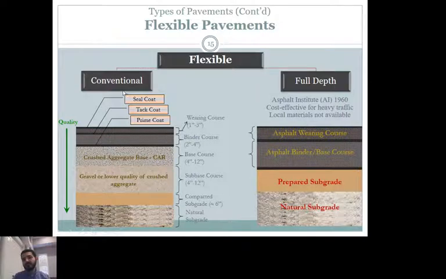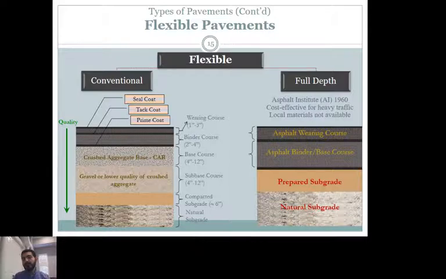But the difference between the conventional mix and the full depth, as you can see here, is that for the full depth, we have a natural subgrade, we prepare it, we compact it, and then the whole structure is based on multiple layers of asphalt mixture. That means there are no aggregate bases or subbases. It's all asphalt mixture.